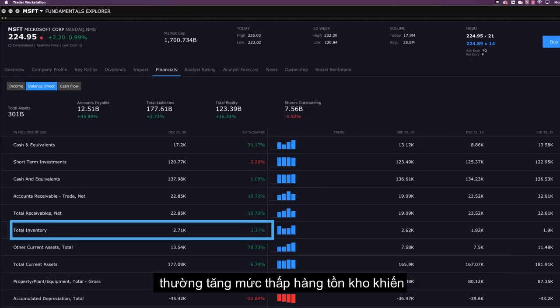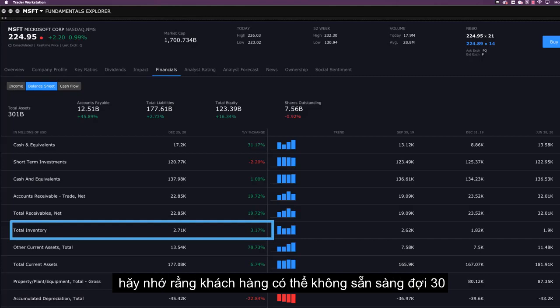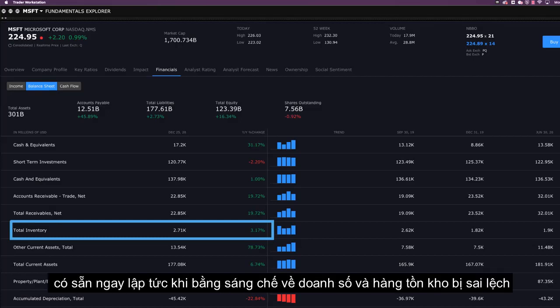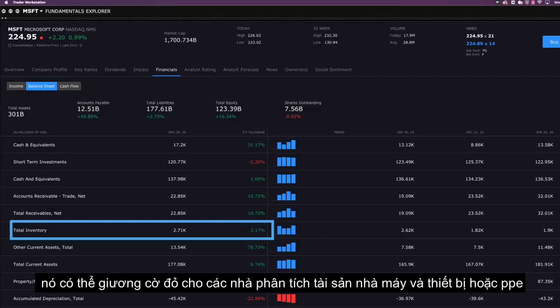Low levels of inventory leave the company vulnerable to strengthening sales and perhaps unable to meet rising demand patterns, especially if the production cycle is longer. Remember, customers might not be willing to wait for 30, 60, or even 90 days for a specific product, especially when a competing company has a comparable model immediately available. When sales and inventory patterns deviate, it may raise a red flag for analysts.